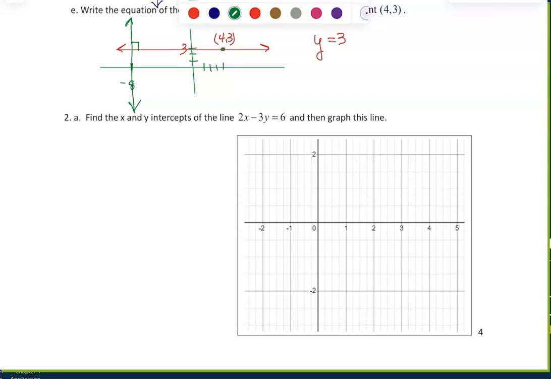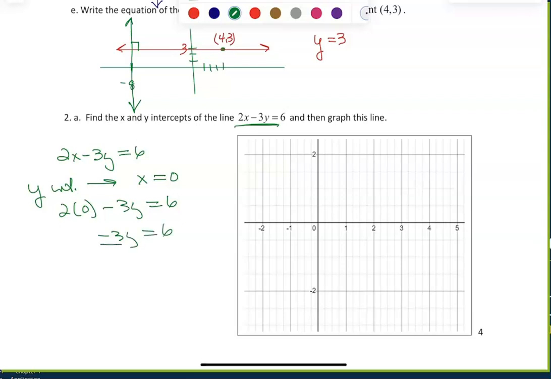Next one, find the x and y intercepts of this line and then graph the line. Okay, so if I want to find the y-intercept, if you think about that, I know that where I have a y-intercept, my x will equal 0. So plug in a 0, and you will get negative 3y equals 6. Divide, divide. So y is going to equal negative 2. Okay, plot that point.